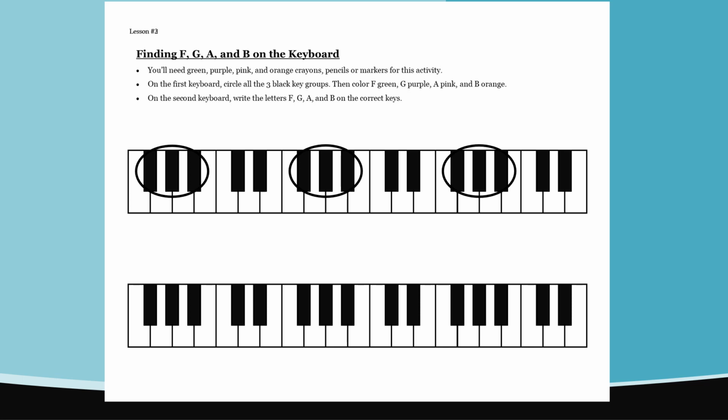So now we're going to take our colors, and I want you to color F green. Remember, F is to the left of the 3 black keys. G is right above F. We're going to color G purple. A is right above G. We're going to color A pink. And then B is to the right of the 3 black keys. We're going to color B orange. So pause the video and do that coloring up here on the top keyboard, and then come back and we'll check your work.